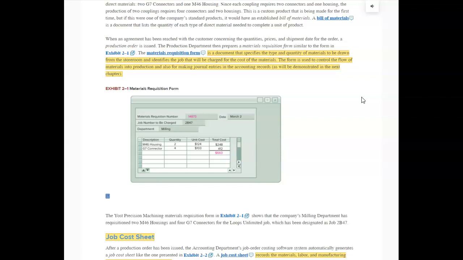So when you requisition materials, when materials are moved from the raw materials warehouse to the factory floor, not only do the units physically move from one place to the other, but the accounting cost also in the books move from one place to the other. You will debit work in process inventory, and then you will credit raw materials inventory.